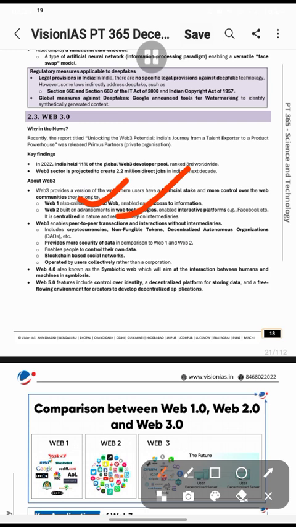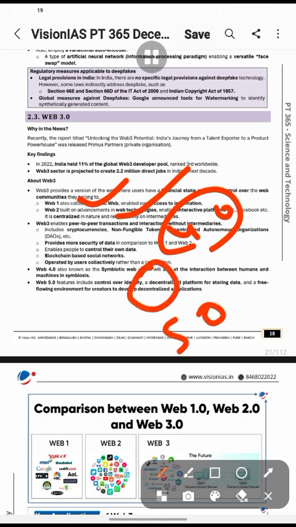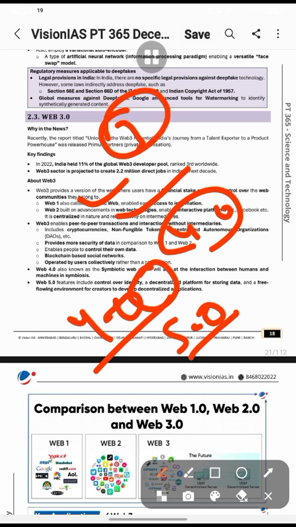So what is Web 3? It is blockchain-based, peer-to-peer, a talent exporter and product powerhouse, with the potential for India's journey. The symbiotic web aims at interaction between human and machine. It is 4.0 for human and machine, and 5.0 is control of the decentralized platform, free flowing environment. If there is decentralization, that is 5.0, and if there is human and machine, that is 4.0, and if there is the potential of the Indian journey, that is 3.0. Okay, 3 is the talent pool, and that is about the potential.